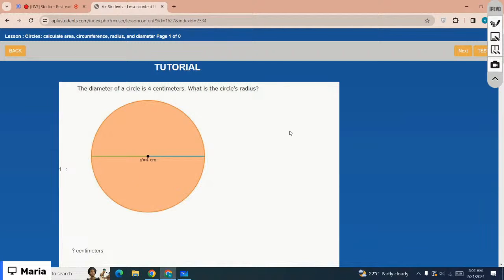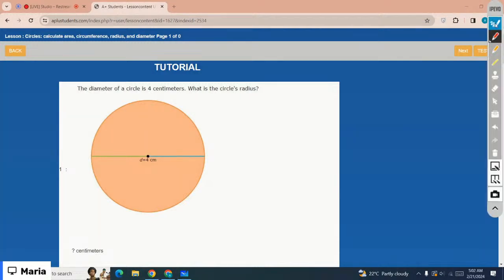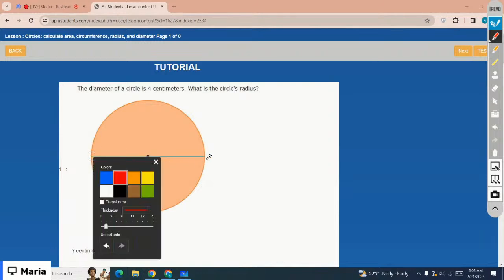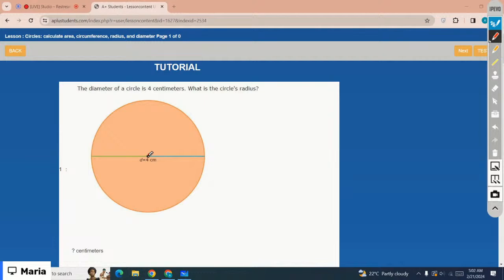So we are given the diameter, right? Basically, the diameter is the line that touches the circle at 2 points and also passes through the center of the circle, right? That is the center of the circle. So that is the diameter. The diameter must pass through the center of the circle. So the radius is always half of the diameter. This line from here to here, this is the radius. Radius is always half of the diameter.